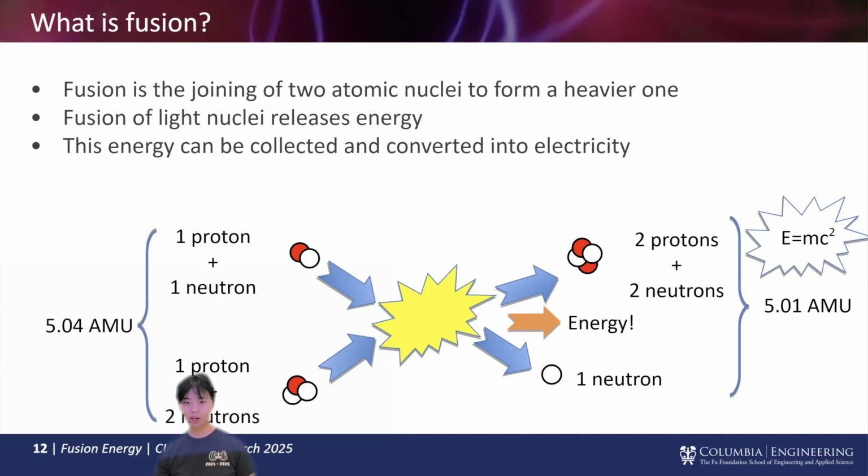In fusion, what is fusion? We join two lighter nuclear atoms to form a heavier one. Typically you have a deuterium, one proton, one neutron, with a tritium, one proton, two neutrons. We combine that together, and you get a two proton, two neutron byproduct and a neutron that flies off, and you get energy. This energy can be collected and converted, but to do that, you need a very highly thermalized state.